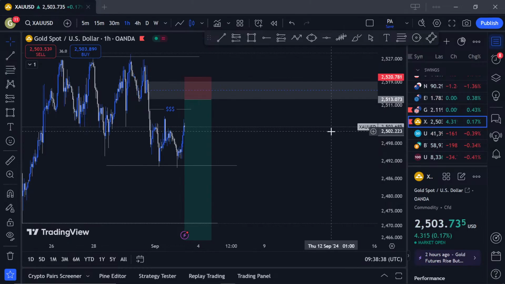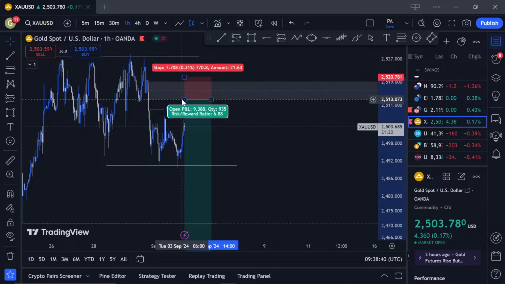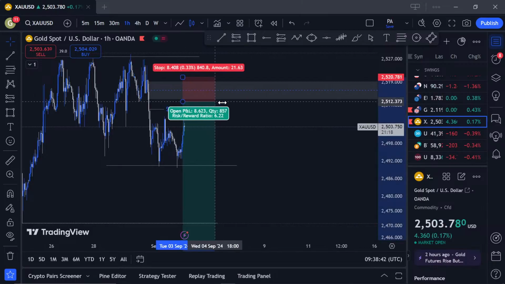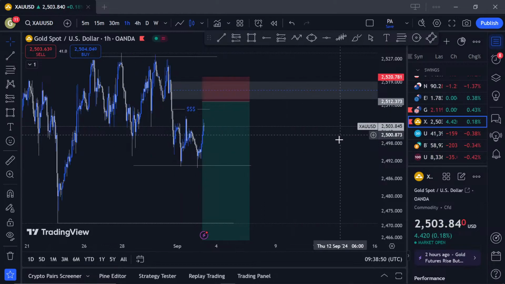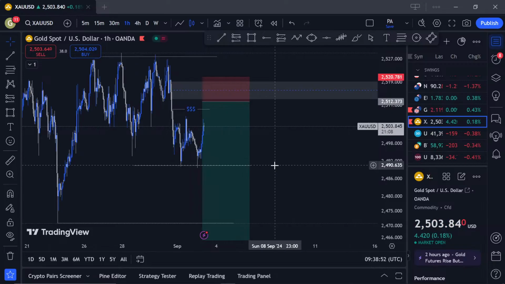Now next up is gold. On gold, let me keep it at a clearer level. We have our entry at 2,512, our stop loss at 2,520, and our take profit one at 2,490. Wherever you want to set your next take profit totally depends on you.